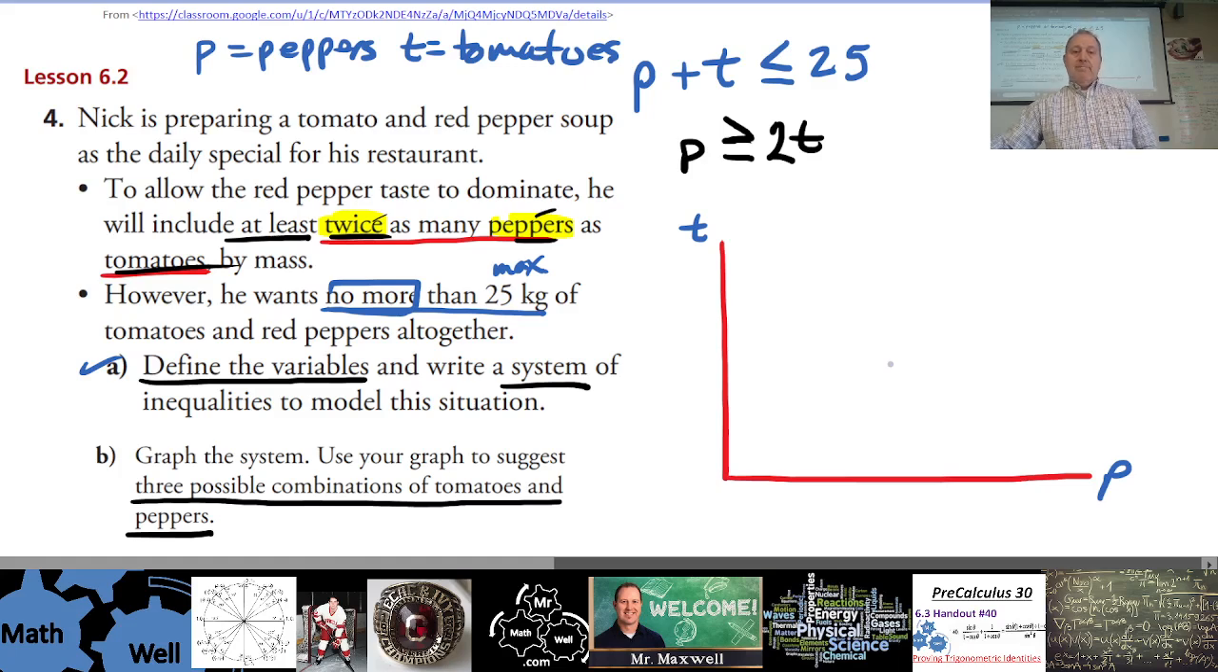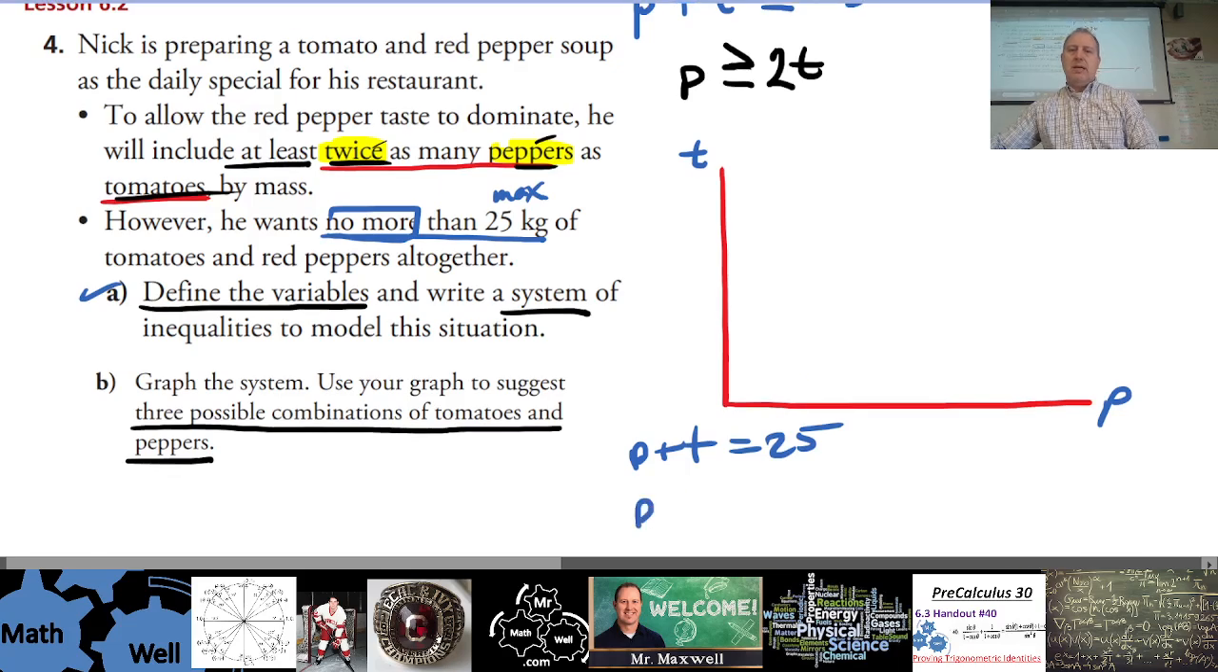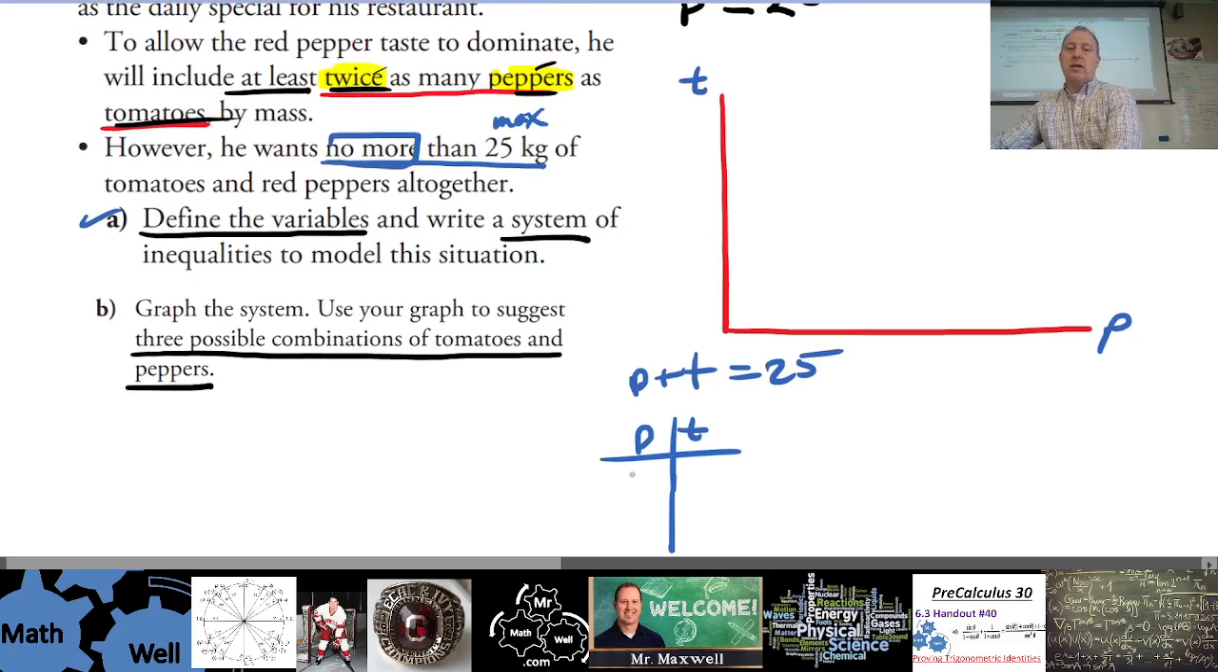All right. So I want to do the boundary now. So I want to take a look at what does P plus T equals 25 look like? Well, if we do a little table of values here, P and T, and I've encouraged you to do a table of values to show your reasoning. So if P was 0, then T would be 25, right? If P was 25, then T would be 0. Those are two good ones.